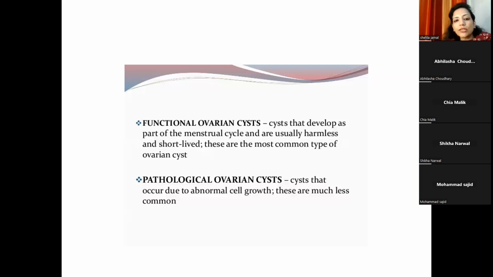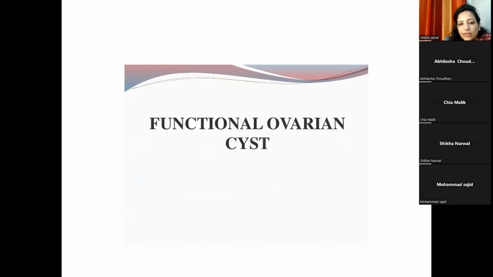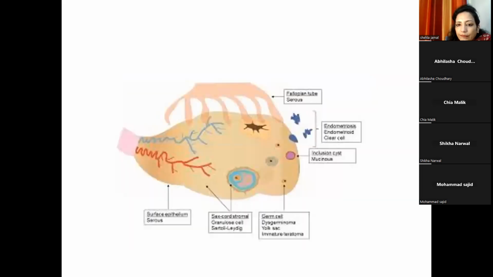So when we talk of functional ovarian cysts, because they are the commonest, we find them quite commonly during our OPDs. Functional ovarian cysts are the cysts that develop as part of the menstrual cycle and are usually harmless and short-lived. These are the commonest type of ovarian cyst. Whereas pathological ovarian cysts occur due to abnormal cell growth, and these are less common than functional cysts. So let's discuss functional ovarian cysts today.